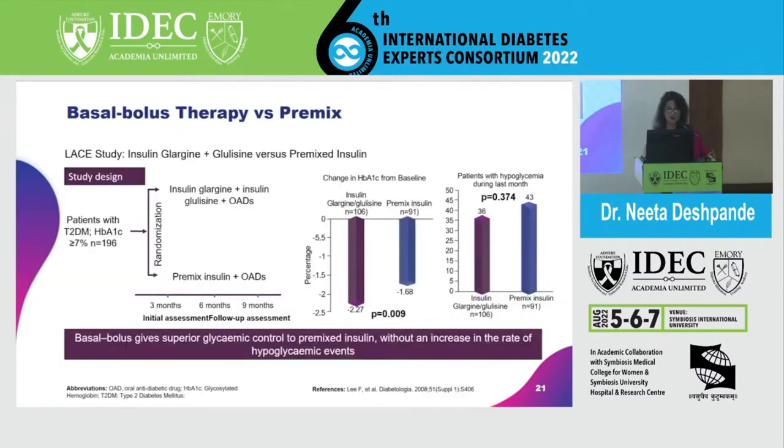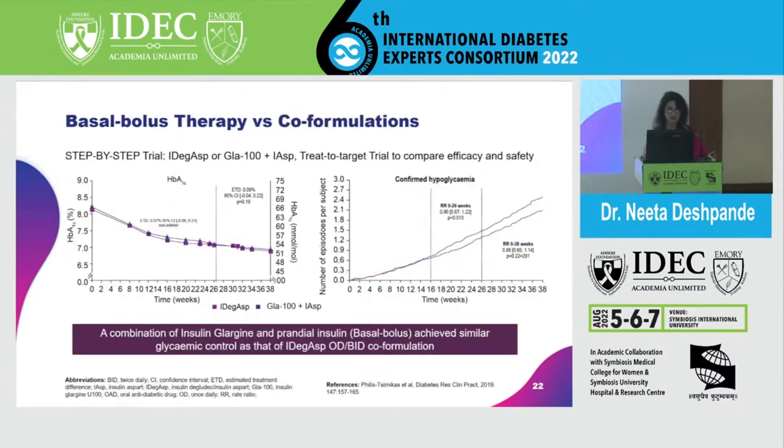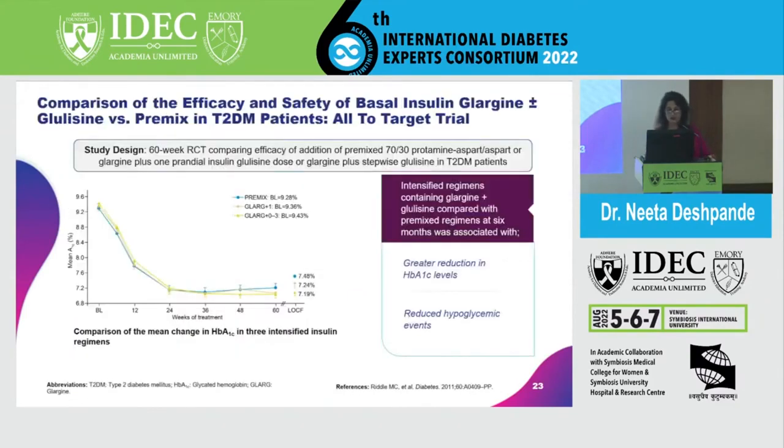Right. So basal bolus therapy versus premix, enough has been said about that. Then again, the co-formulations. Though they are not by definition premix, the ratios are fixed. So that is for sure. So the step-by-step trial compared IDEC ASP or glargine 100 plus aspart in a treat-to-target trial to compare efficacy and safety. And what they found was a combination of insulin glargine and prandial insulin, that is basal bolus, achieved similar glycemic control as that of the co-formulation. So that is the important takeaway from that. And let me skip this one.